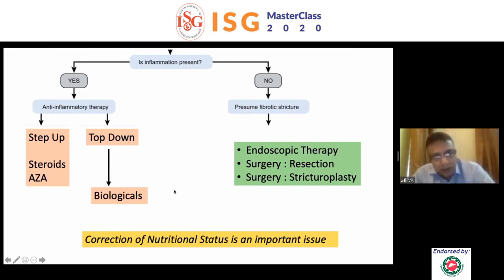If top-down, now we come to biologics. If it is a fibrotic stricture, then you have choices of endoscopic therapy, resection surgery, stricturoplasty surgery. Correction of nutritional status is very important. As I told you, inflammation, fibrosis, malabsorption. So you have to keep the whole picture in mind.